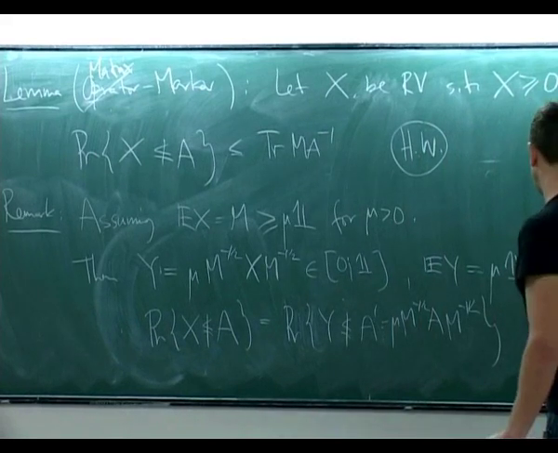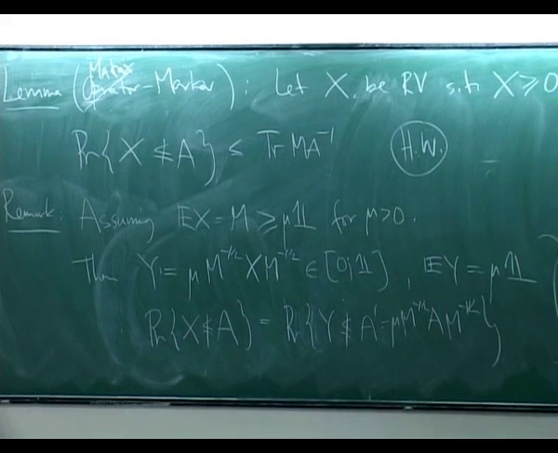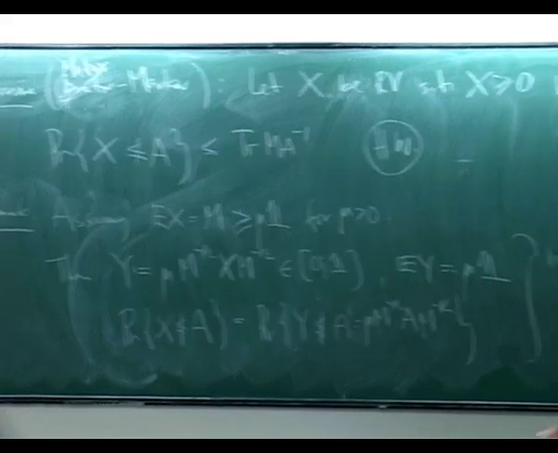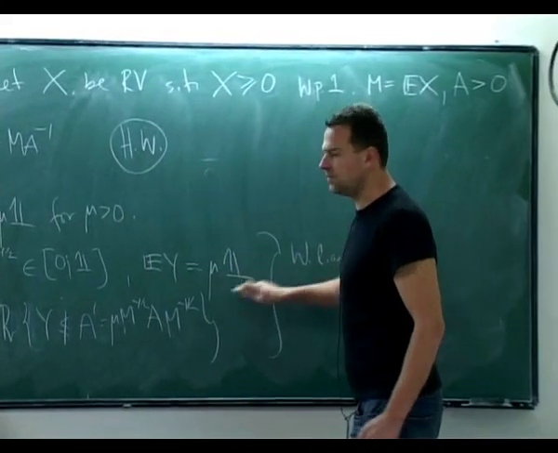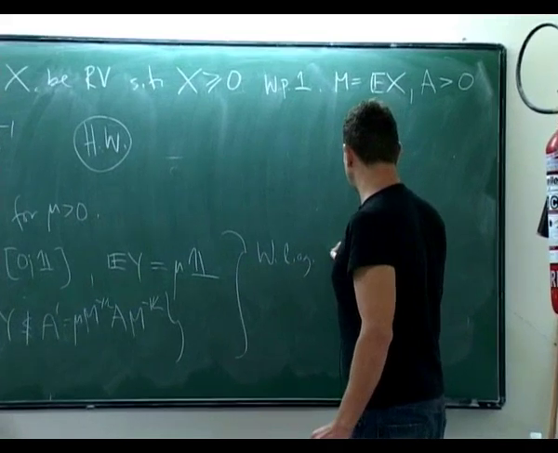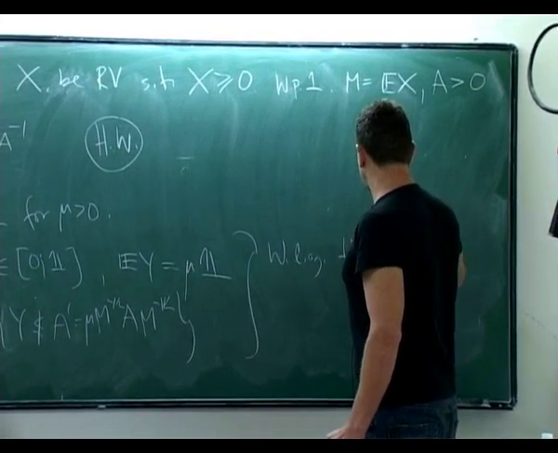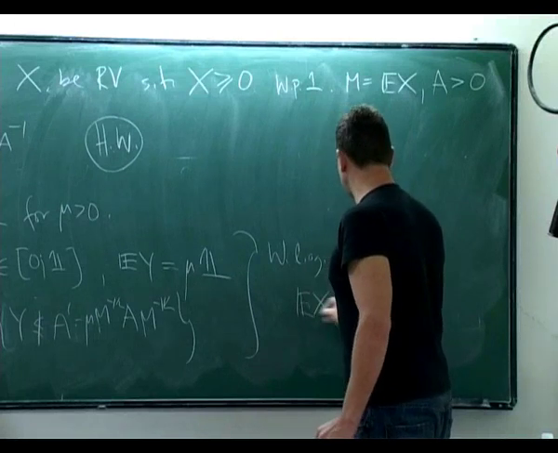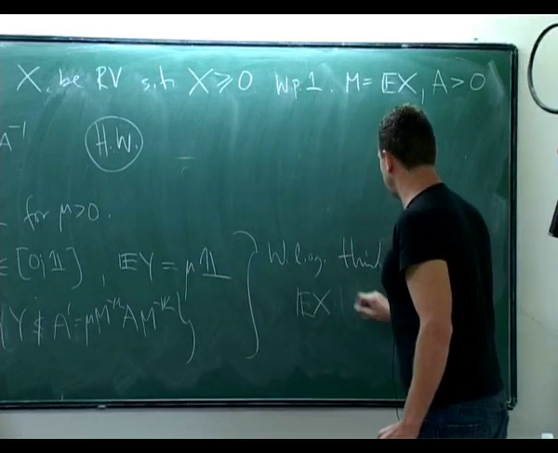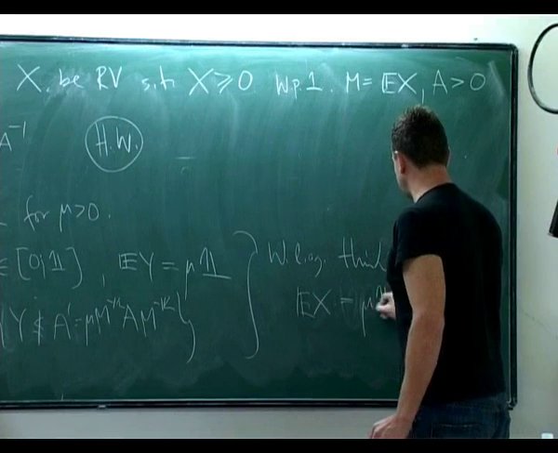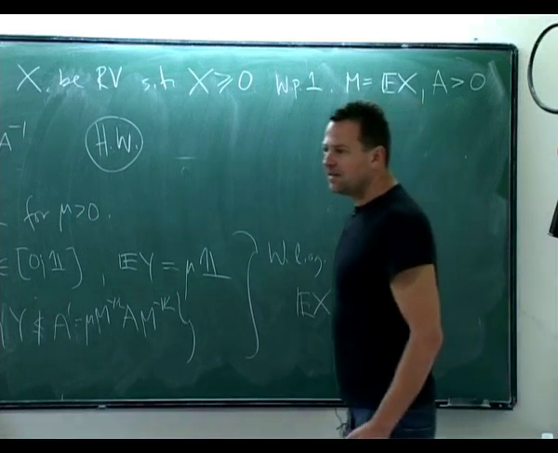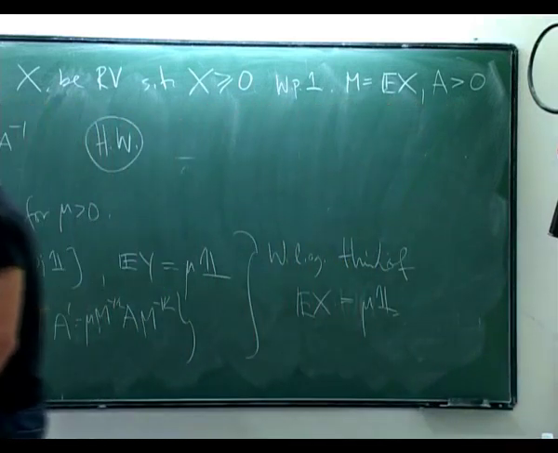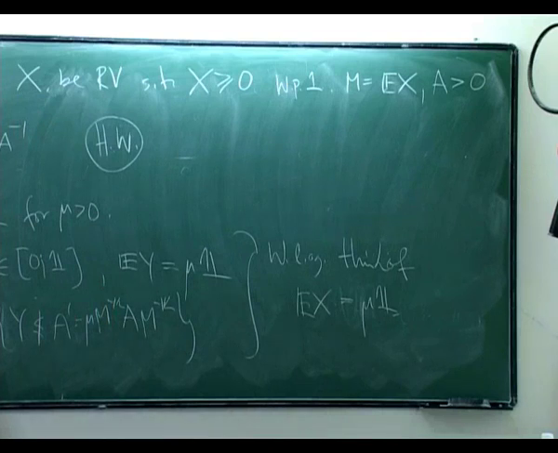So that tells us that in this kind of setting, without loss of generality, we can assume this. We can think of the expectation of x as being proportional to mu identity. So it's a small simplification.